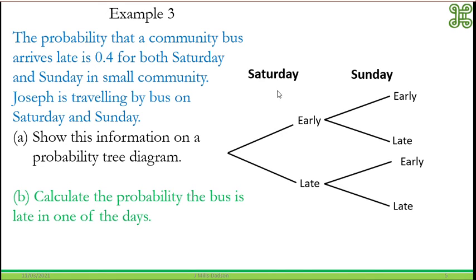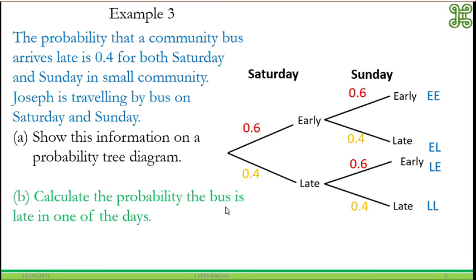Okay. Now, a bus is either late or early. We said it's late 0.4 on Saturdays and Sunday. So we put 0.4 for late, and all the late should have 0.4. Now we know each branch should add up to 1. So 0.4 from 1 will give you 0.6. So early will be 0.6, and all early should also have 0.6. Label your branches: early, early, early, late, late, early, late, late.